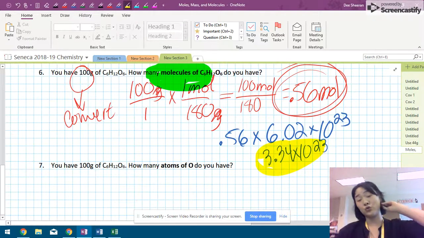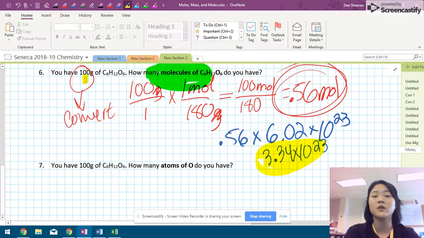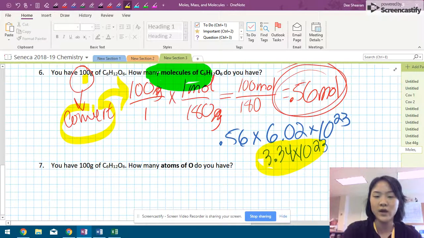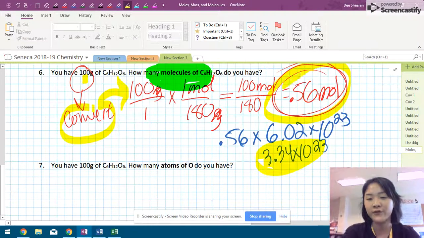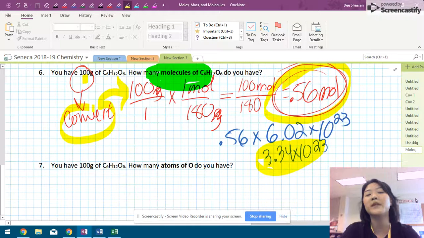So, to remind you what I did, I took 100 grams. I converted 100 grams into moles. That gave me a value of 0.56 moles. Then I multiplied the 0.56 times the 6.02 times 10 to the 23rd to give me how many molecules of the C6H12O6 we have. Okay?